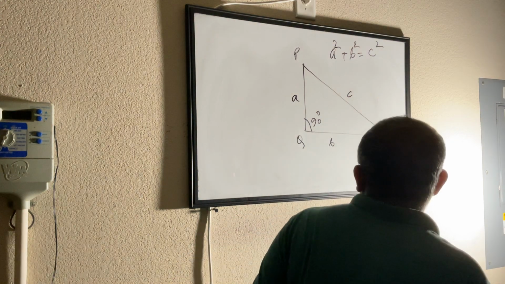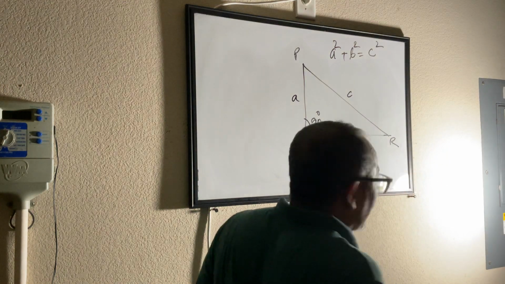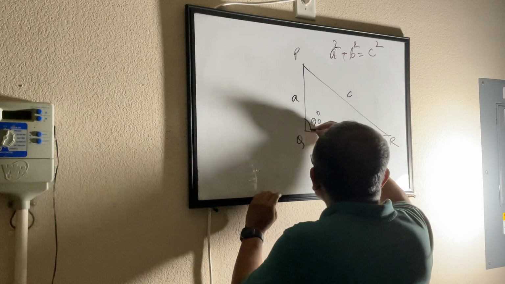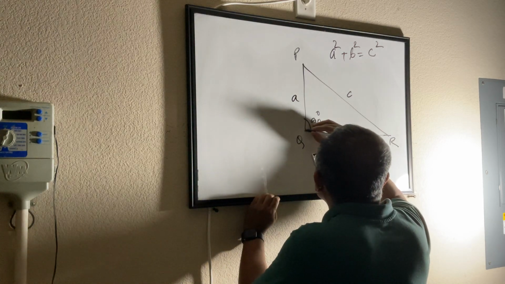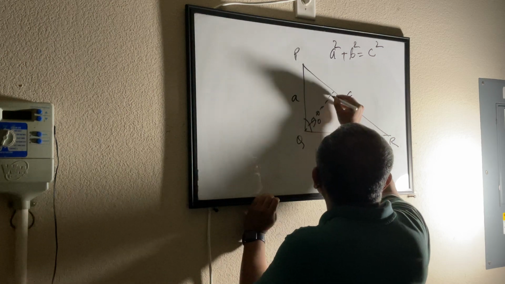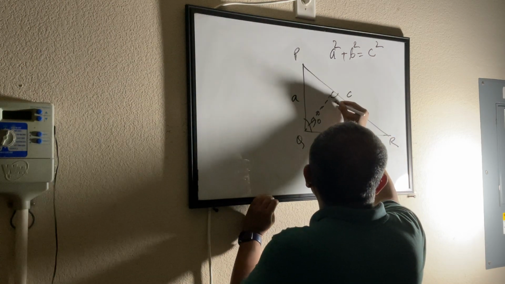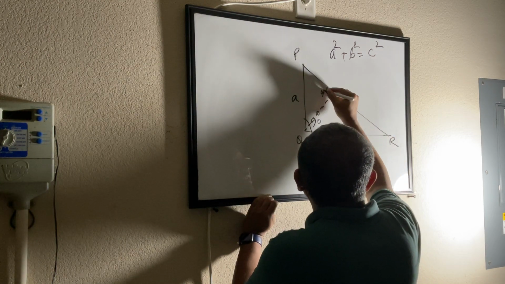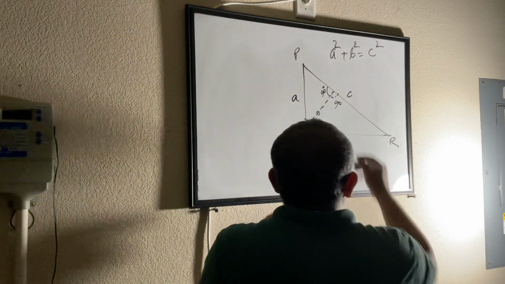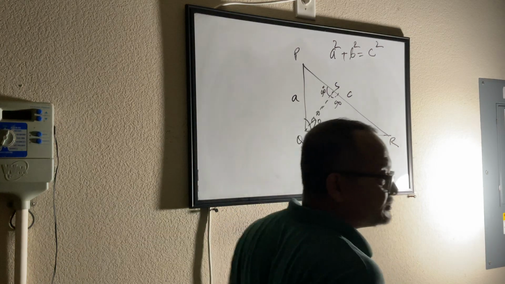Okay. Now, how do we figure it out? I don't have anything given to us, okay? So, what we'll do is, let's say, we draw a perpendicular from here to here. So, this is 90 degrees and this is also 90 degrees. Okay? PQR, let me call this S.